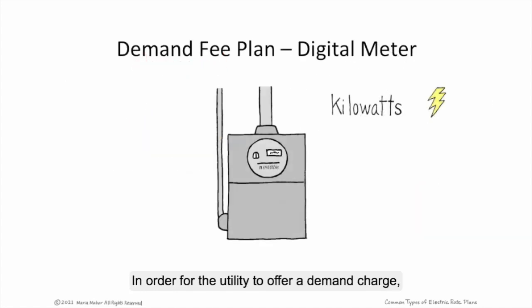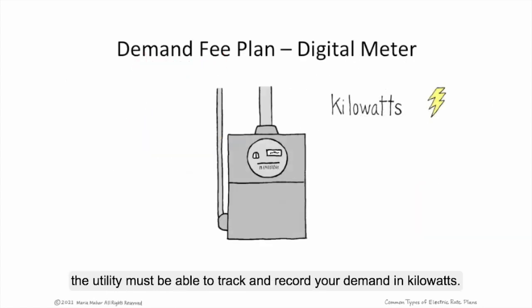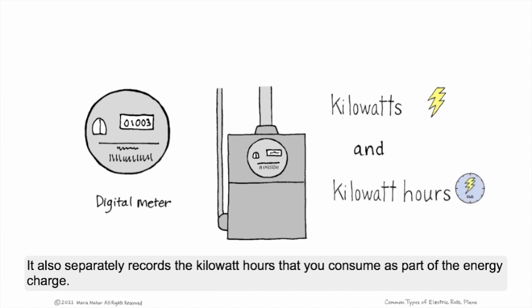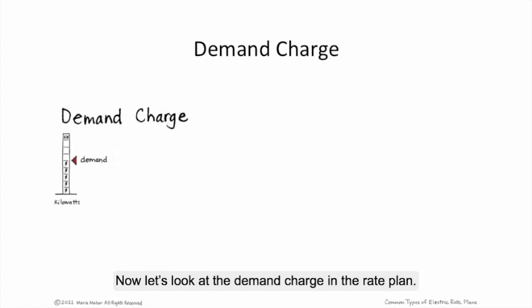In order for the utility to offer a demand charge, the utility must be able to track and record your demand in kilowatts. A digital meter can do this. It also separately records the kilowatt hours that you consume as part of the energy charge. Now let's look at the demand charge in the rate plan.